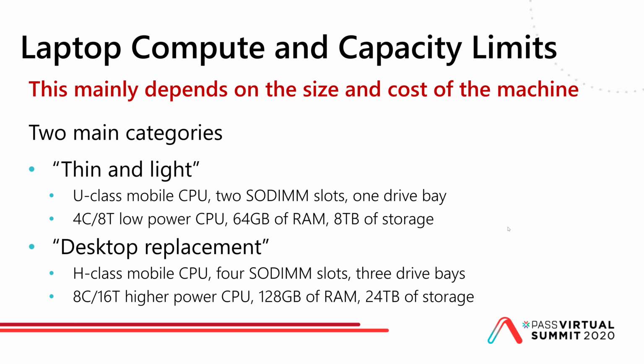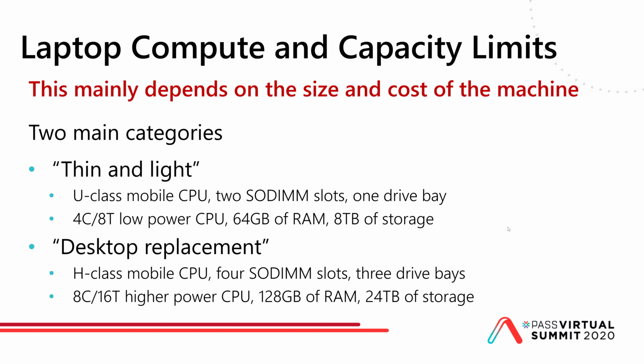Now with thin and light laptops, usually it's a U-class mobile CPU that has lower power usage, and you only have two memory slots and usually just one drive bay. And depending on the age of the laptop, it could be a SATA drive, or a newer laptop's going to probably have one M.2 drive bay.